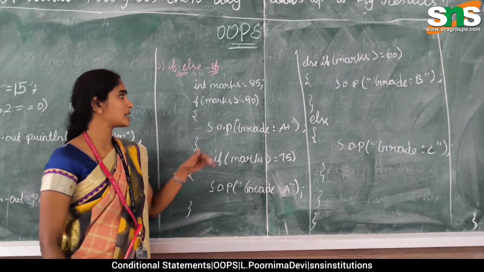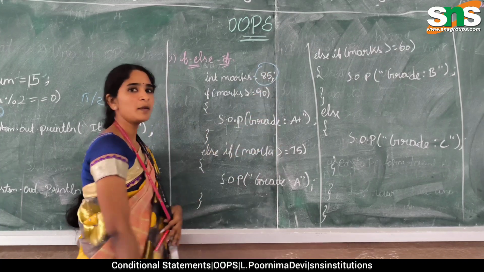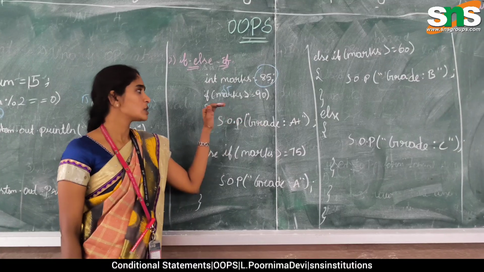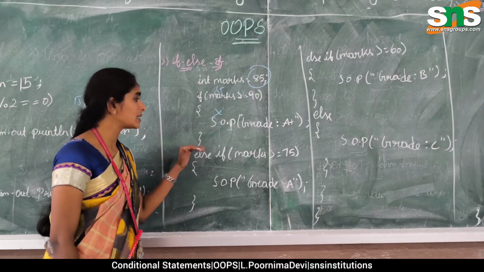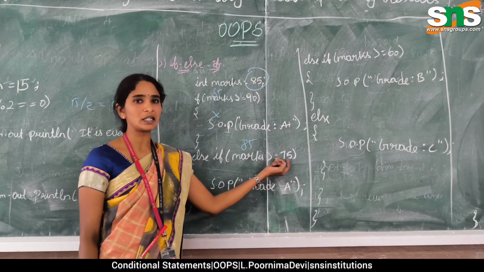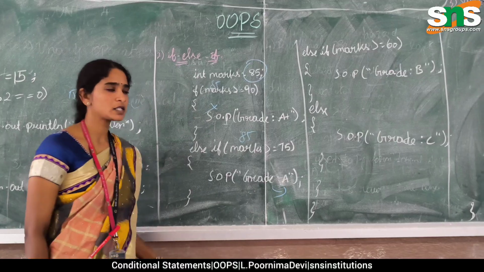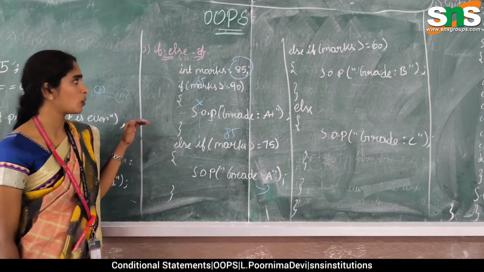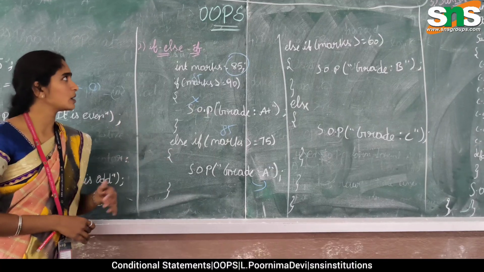First the if condition is checked: if marks is greater than or equal to 90. The marks are 85, so is it greater than or equal to 90? This is false, so this statement will not be executed, and the next one is considered. In the else if, marks greater than or equal to 75: yes, the condition is satisfied, so the output will be grade A. So if n number of conditions have to be checked, we use the if else if statement.